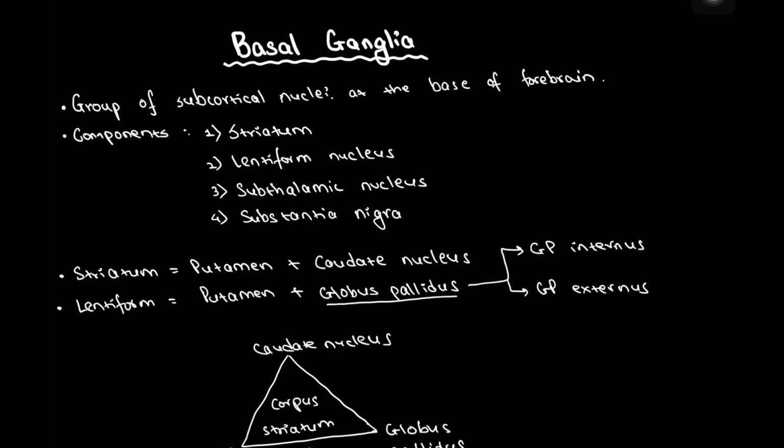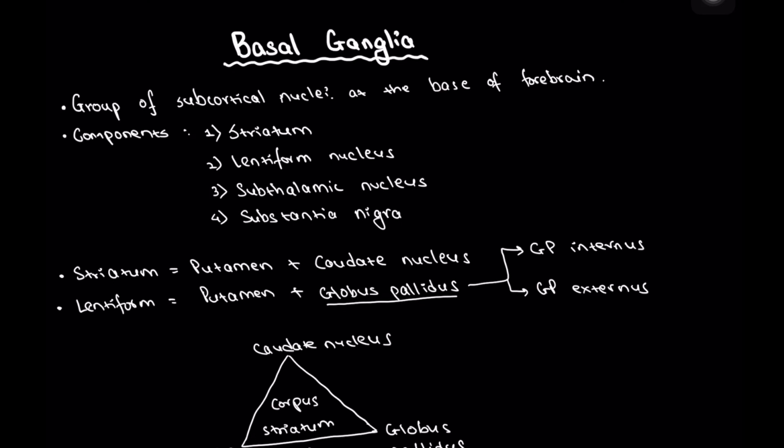Today we're going to discuss basal ganglia, direct and indirect pathways. Basal ganglia is a group of subcortical nuclei which is located at the base of the forebrain. Its components are striatum, lentiform nucleus, subthalamic nucleus, and substantia nigra. Putamen and caudate nucleus are collectively known as striatum, and putamen and globus pallidus are collectively known as lentiform nucleus.